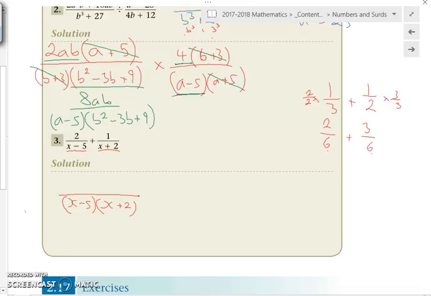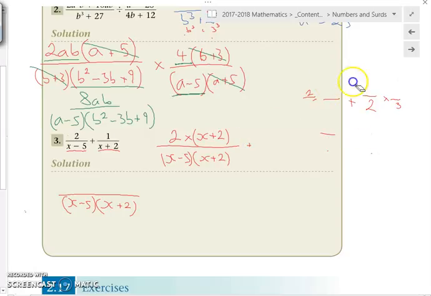So this side, I have to do 2 times x plus 2, right? Does that make sense? I have to multiply this side, because I multiplied that one by x plus 2. So I have to multiply the numerator by it as well. Everyone happy with that? And then on this right-hand one, what did I multiply it by? X minus 5. Excellent. So what do I have to do to the top? Excellent. So that's what I'm doing, right?